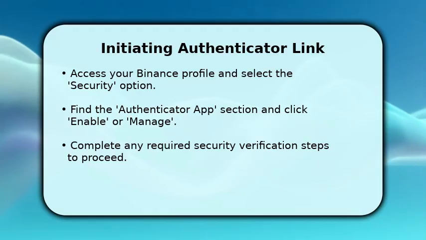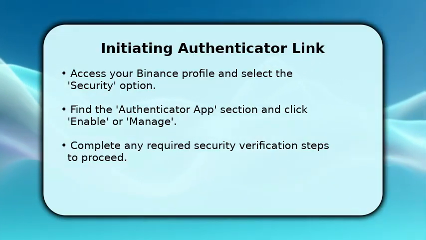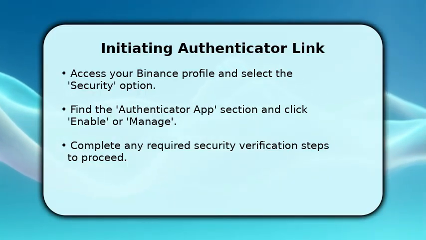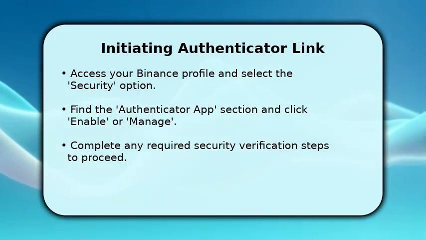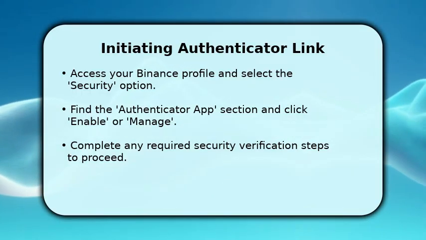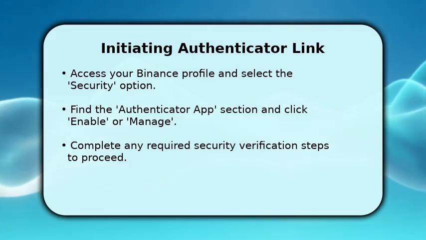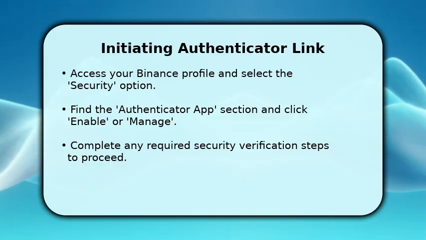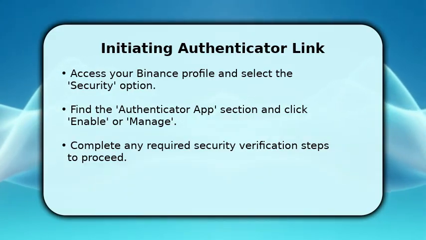Once you have both apps, open Binance and log into your account. Tap on your profile icon, then navigate to Security. Here, you'll find the Authenticator app section. Tap Enable or Manage to begin the setup. Binance may ask you to complete a quick security verification, like a fingerprint scan or email code, to ensure it's really you making these changes.